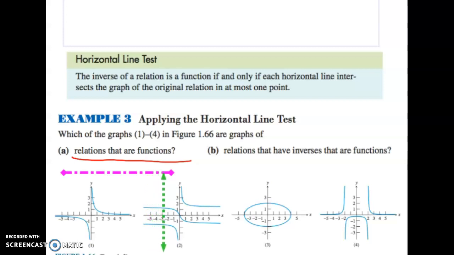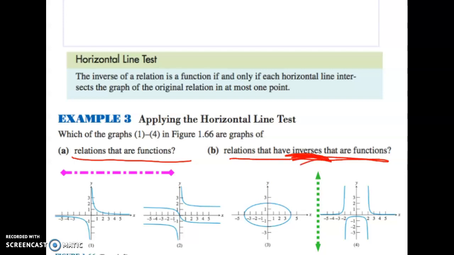How about this one? Nope, not a function because it fails all over the place. How about this one? Not a function because it fails. This one, yes, it's a function because there's asymptotes in there. Nothing is overlapping. So I didn't specifically write that down, but hopefully you can see that and write them in yourselves. Now, I'm going to check with my pink line. Are they relationships that have an inverse that are functions?